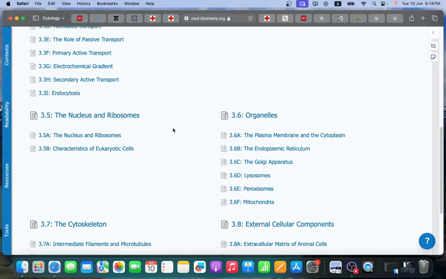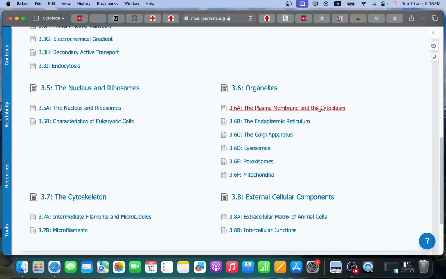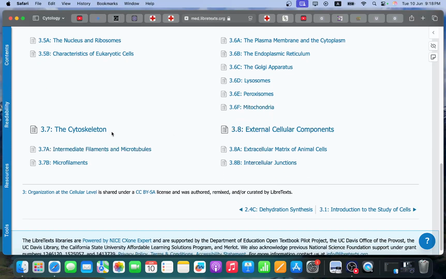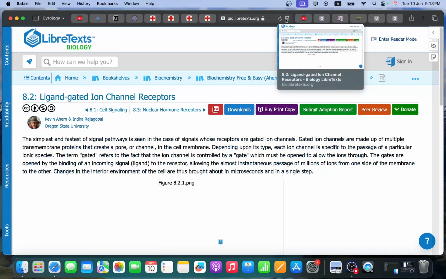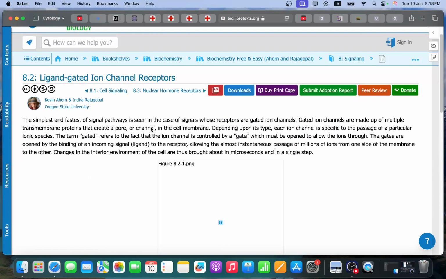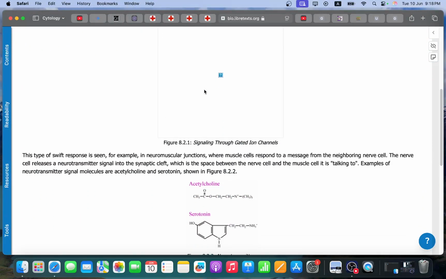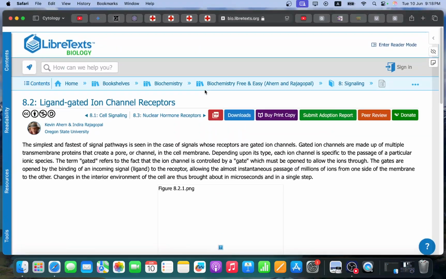Nucleus and ribosome, okay, organelles, plasma membrane and the cytoplasm, endoplasmic reticulum, the Golgi apparatus, lysosomes, peroxisomes, mitochondria, microfilaments and cytoskeleton, external cellular components. Okay, I'll have to keep the tabs open because I'm going to link this to certain things. This one looks too complex, by the way.